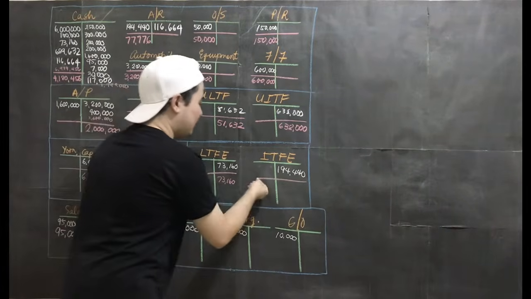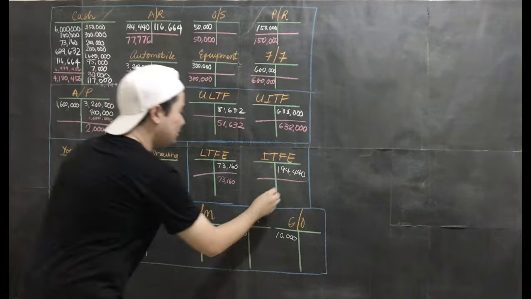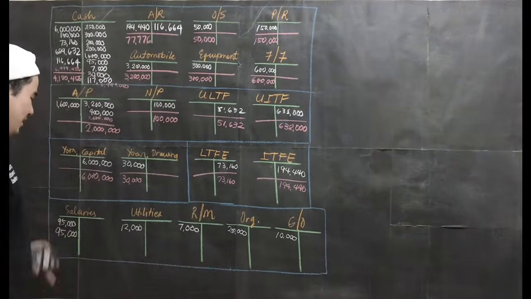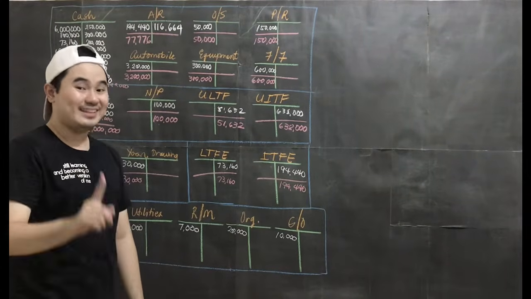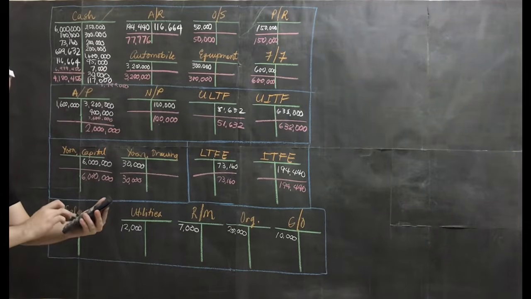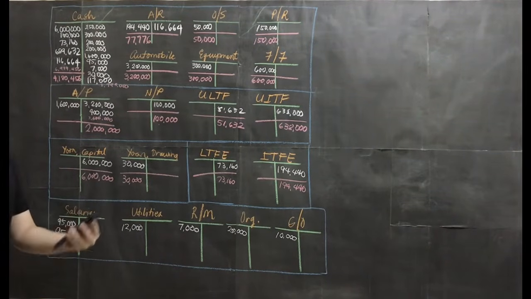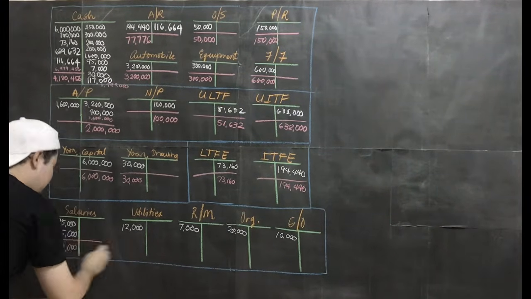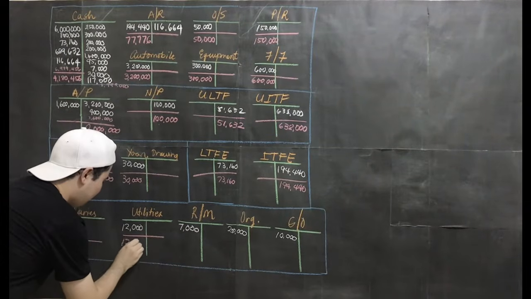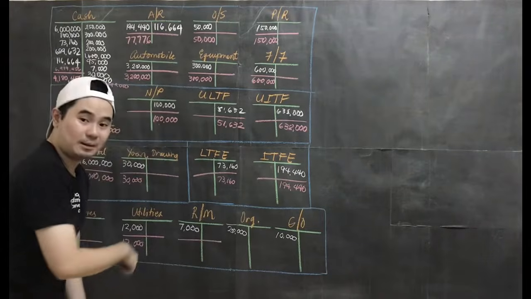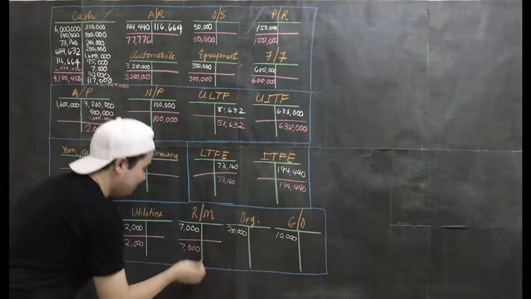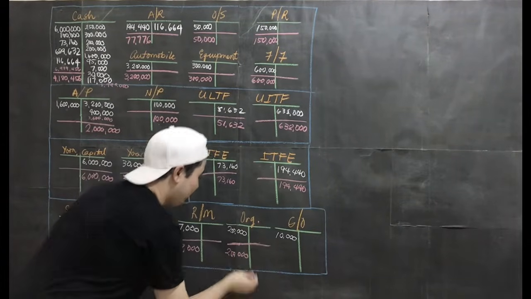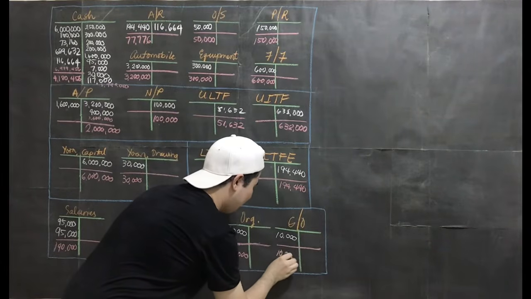73,160. International travel fees earned is also a revenue account, 194,440. Okay? Then we're done with revenue. For expenses, all expenses should also be debit balances. We have two 95,000, so 95,000 plus 95,000 will give us 190,000. Then, utilities is 12,000. Repairs and maintenance, 7,000. Then, organization expense, 250,000. And your gas and oil, 10,000.